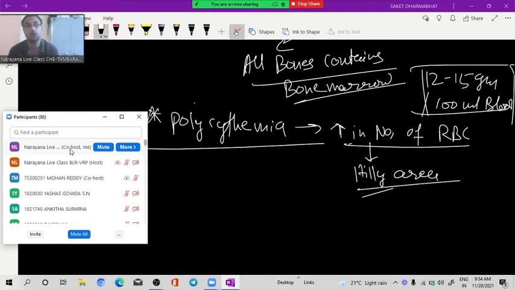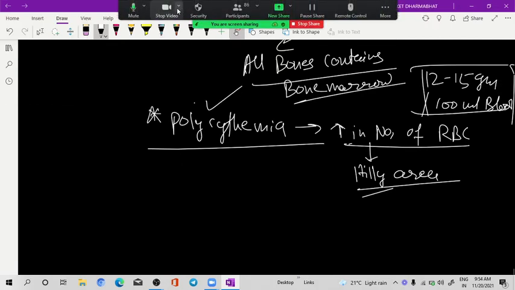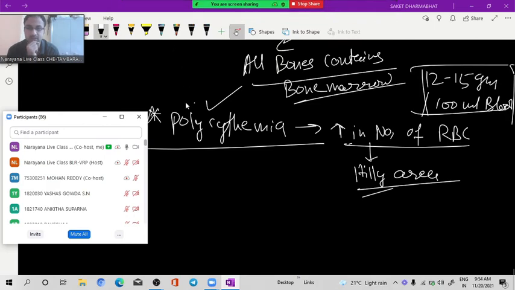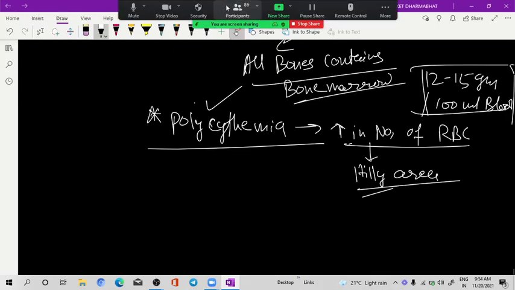When you go to the top of a mountain, you will suffer from altitude sickness. At higher altitude, you will suffer from vomiting, dizziness, headache. But after some time all those symptoms will go, when your body starts making what? A large number of RBC. Understood? That is called as what? Polycythemia. Any doubt?